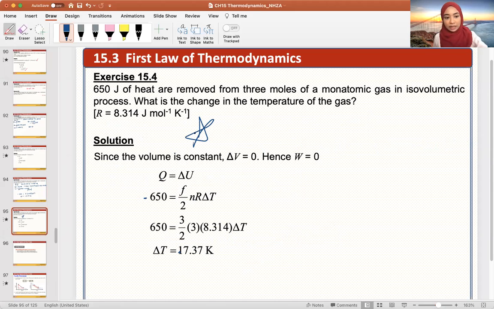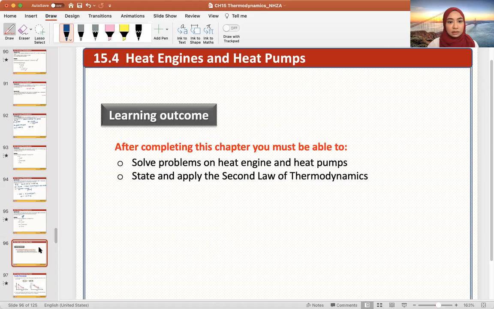Okay, so that is it for our class today. Habis dah on thermal processes. Next one will be on the second law of thermodynamics, which is on heat engines and heat pumps. But I don't think we should do it today. Sebab sekejap sangat and it will not be enjoyable for both of us. So let's just end it here.